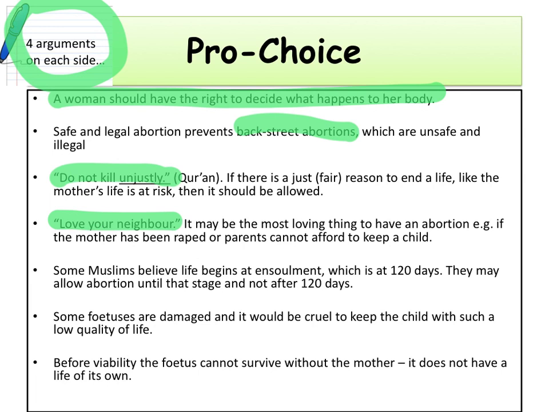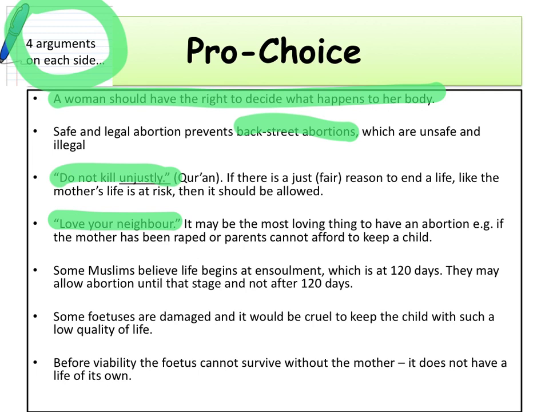Next, we've got the Muslim idea that life begins at ensoulment, which is at 120 days. Some Muslims may allow abortion until that stage, especially if the mother's life is at risk. This is because she already has a soul and therefore could be considered more important than the fetus at that point. After that point, the fetus and the mother have equal rights, and therefore abortion is very rarely allowed.